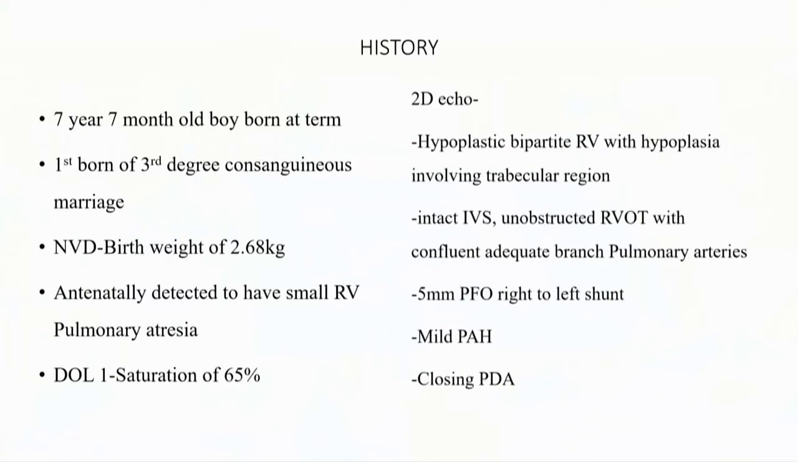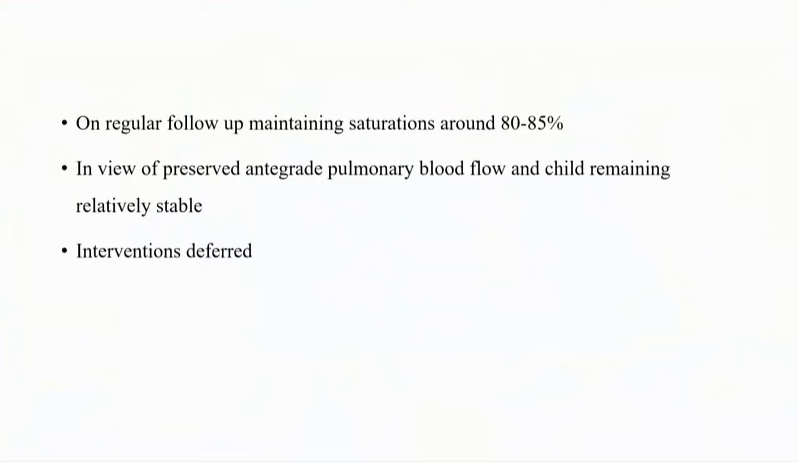2D echo showed a hypoplastic bipartite RV with hypoplasia involving the trabecular region. There was an intact interventricular septum with unobstructed RVOT and confluent, adequate-size branch pulmonary arteries. There was a 5 mm PFO shunting right to left with mild PH and a closing PDA. Ductal stenting was attempted on day one of life. However, it could not be done.